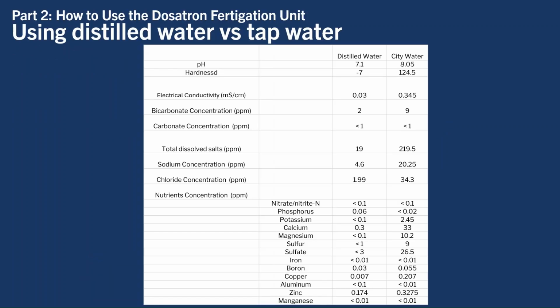Here's a recent water analysis. As noted in the table, the bicarbonate, carbonate, total dissolved salt, TDS, sodium, chloride, and nutrient concentrations were measured in ppm, which represents the amount present per 1 million parts of the solution. The city water sources are also more basic in pH and significantly harder, with higher TDS and higher electrical conductivity, measured in millisiemens per centimeter to determine the amount of dissolved ions present in the sample. City water sources also have higher levels of key nutrients like calcium, potassium, magnesium, and sulfur, and traces of additive elements. If you require a more detailed or recent water analysis, please contact Growth Facilities staff.